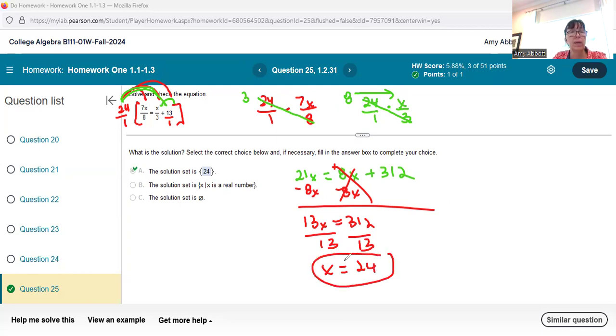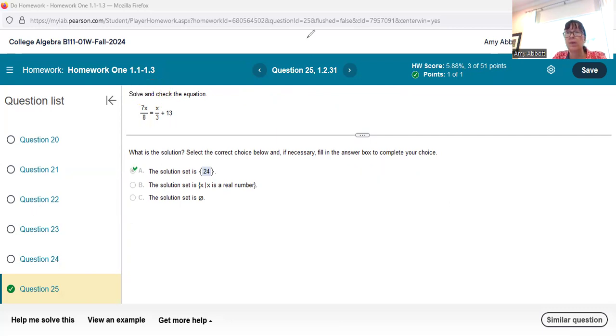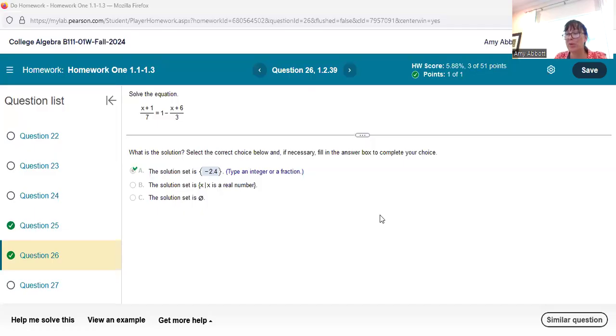All right, the next one you guys asked about was 26. All right, so I have to unshare and reshare. So let me find it. Number 26. Okay, so look at number 26.